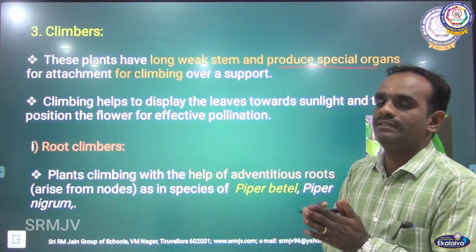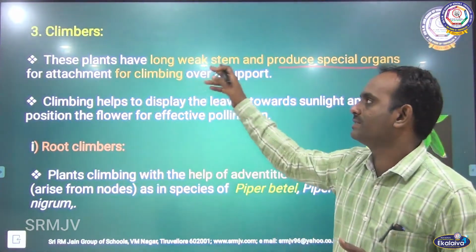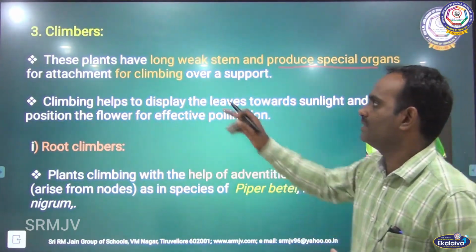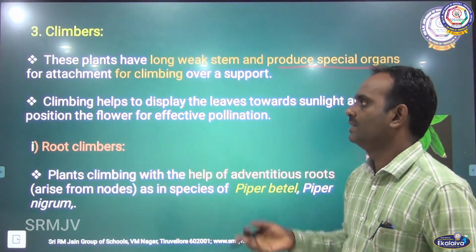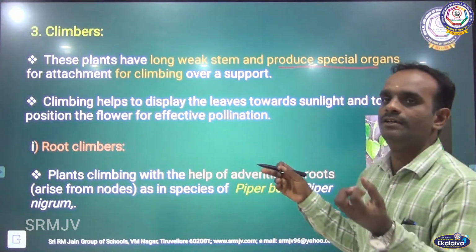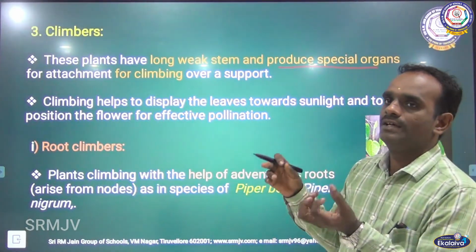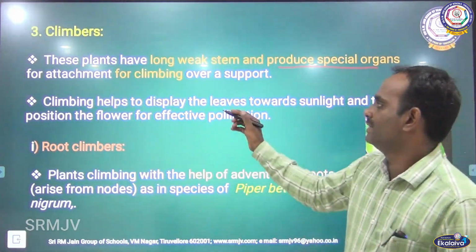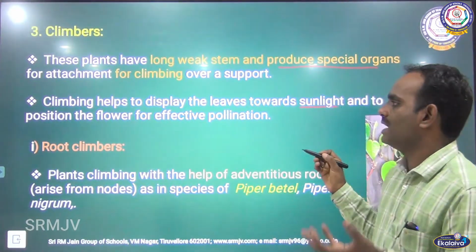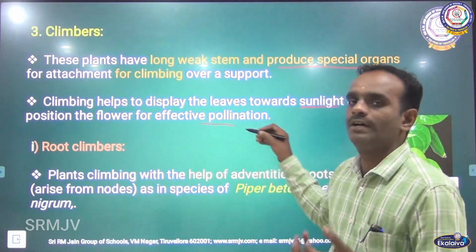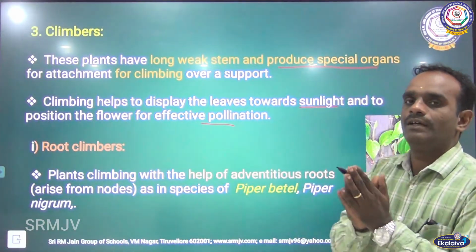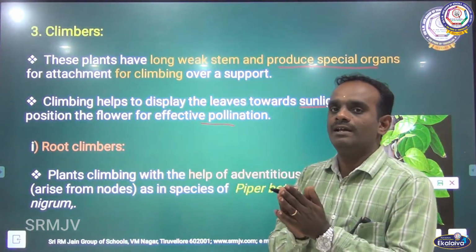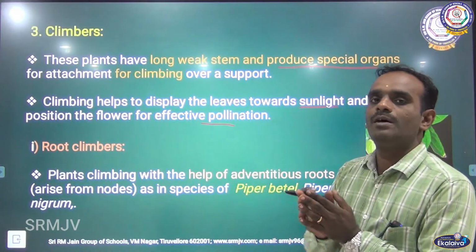So climbers are nothing but the plants having a weak stem, a long weak stem, and producing special organs for attachment for climbing over a support. Climbing helps to display the leaves to the sunlight. From there only the photosynthesis takes place. So the display of leaves towards the sunlight, and the position of flowers for effective pollination. So the particular plant displays the leaves to the sun, and then it also displays the flowers for pollination.